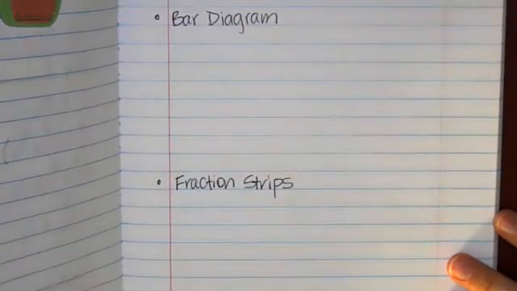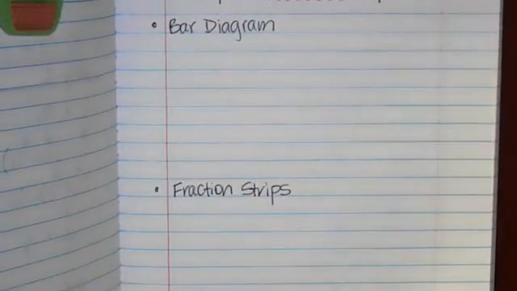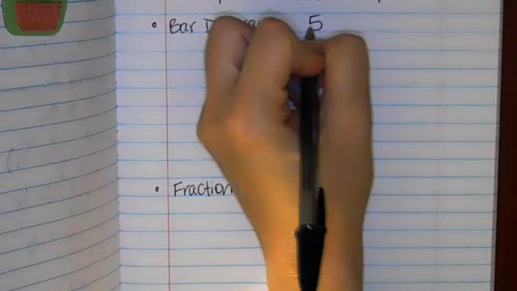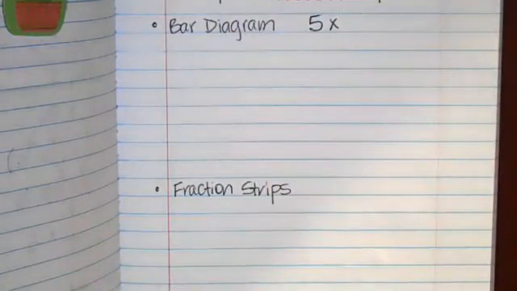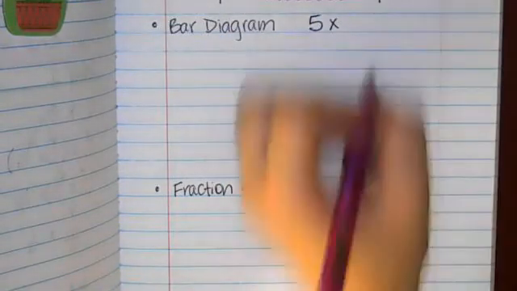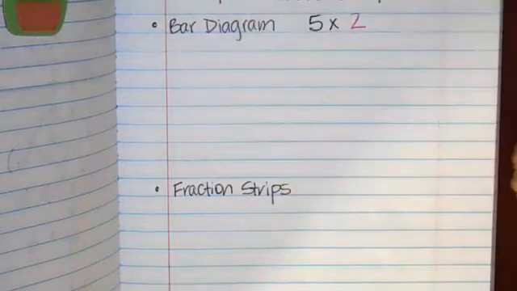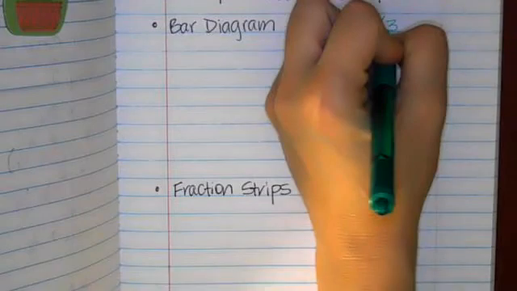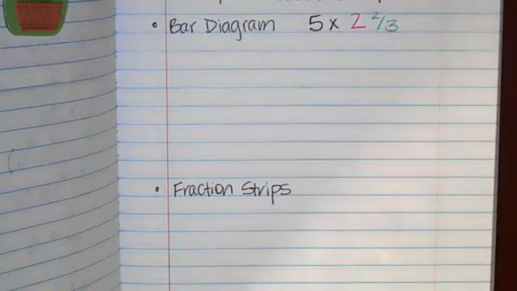So I'm going to go ahead and start drawing my bar diagram. The multiplication problem is going to be 5 times, that's my whole number, 5 times 2 and 2/3. So 2 and 2/3 is my mixed number. So I'm going to start drawing my bar diagram right now.